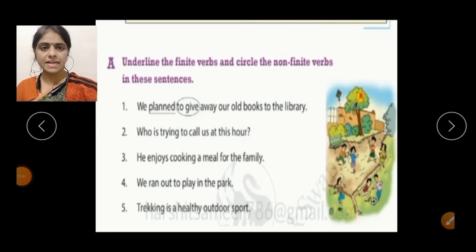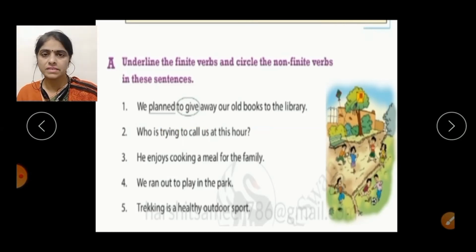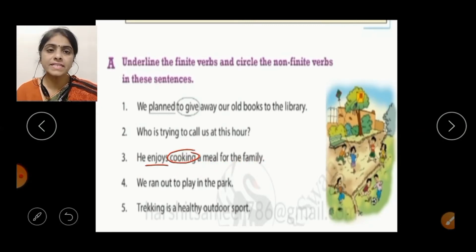Now let's have the next sentence, that is, who is trying to call us at this hour? So in this sentence, is is a finite verb, and trying and to call are non-finite verbs. Here I would like to mention that trying is present participle and to call is infinitive. Now let's have the third sentence. He enjoys cooking a meal for the family. In this sentence, enjoys is a finite verb and cooking is a non-finite verb. Here enjoys is a finite verb as it is used according to person and tense.